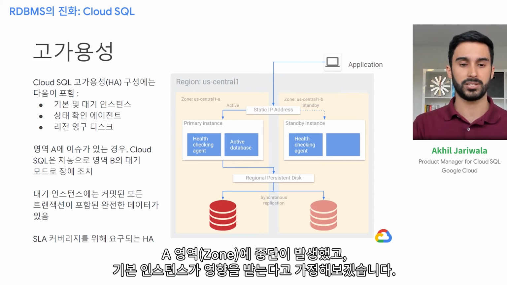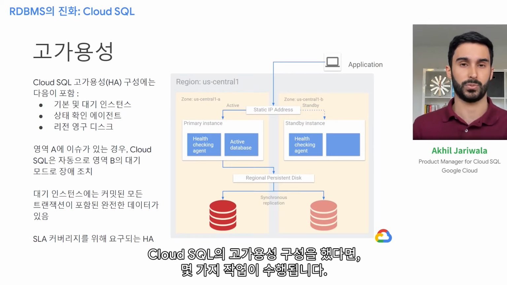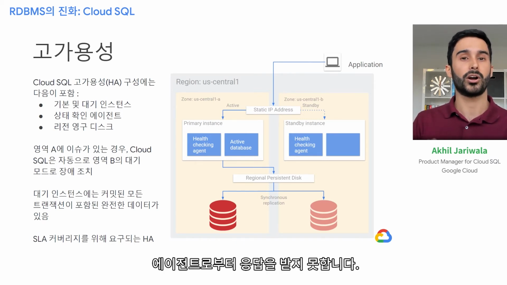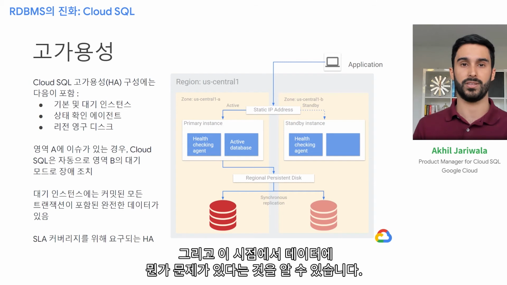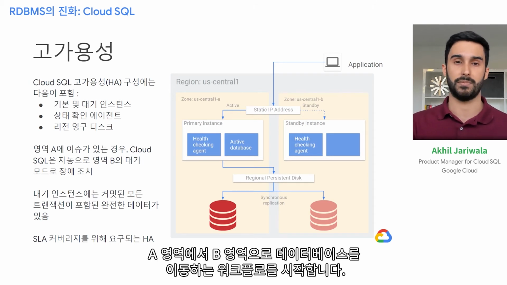Now, let's say there is an outage in Zone A, and the primary is affected. If I have a high availability configuration with Cloud SQL, a few things happen. The first thing is that we have a health checking agent on that primary instance that we no longer hear from in the Cloud SQL platform. And at that point, we might know that something is up with the data. If we haven't heard from the health checking agent for a long enough time, we begin a workflow that moves over the database from Zone A to Zone B.